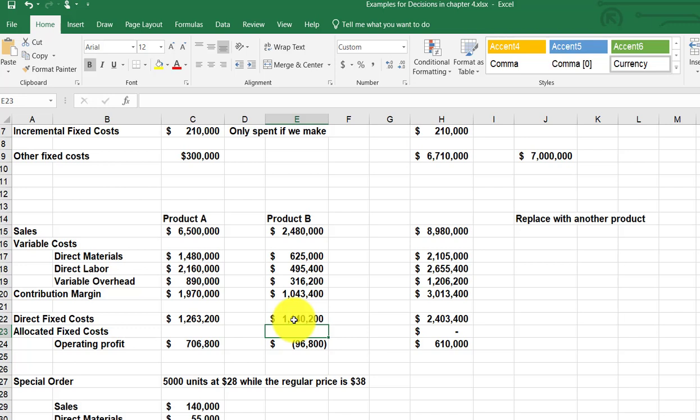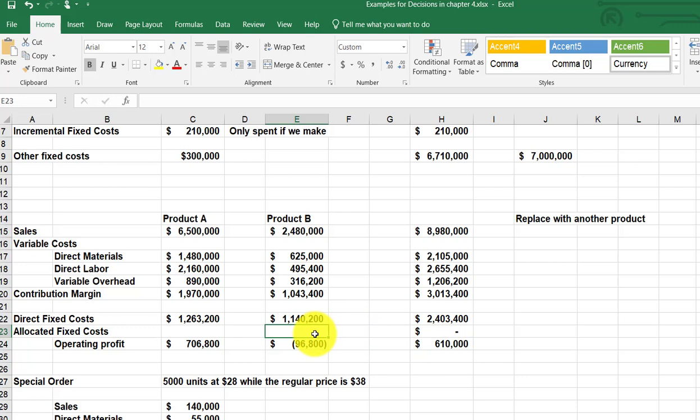So according to this, if we just do product A, regardless of what the other allocated fixed costs are, our operating profit is 706, and together with both products it's 610. So we're worse off by having product B.